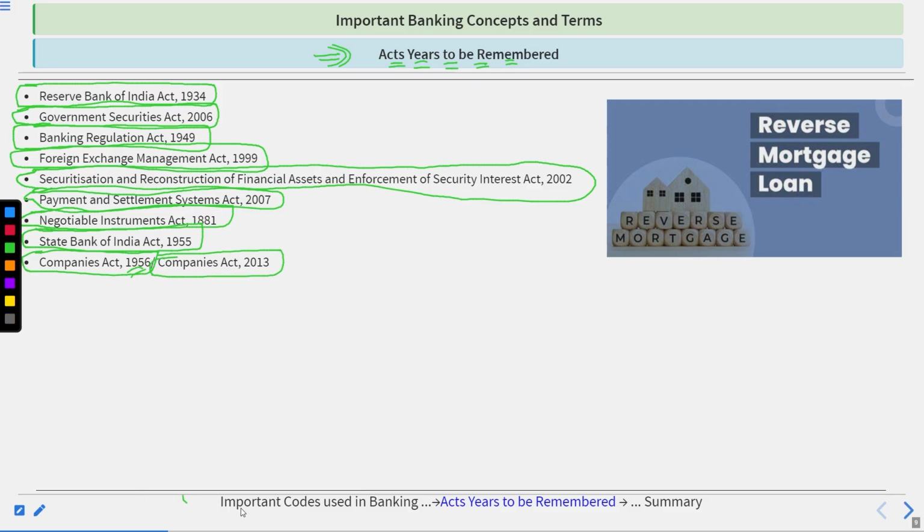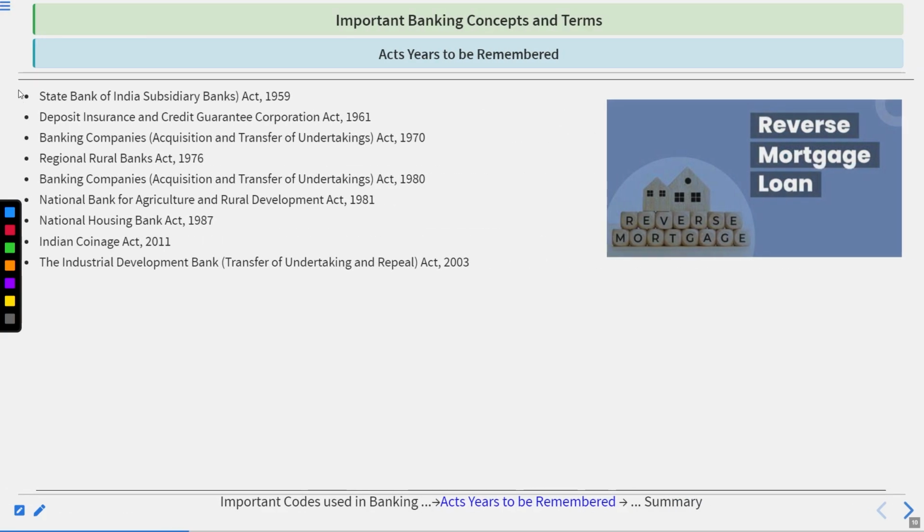Now, most of you will say the Companies Act has also been passed recently in 2019. So let me correct you. That was not actually a new act like Companies Act 1956 and Companies Act 2013. It is actually a slight modification, or we could call it an amendment, made to the act. So now we have the Companies Act 2013 and the amendment of Companies Act 2019. Got it?